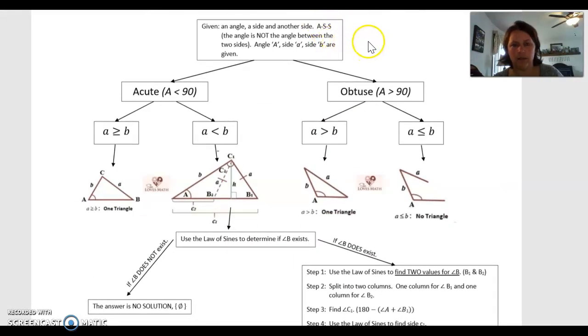Okay, so this is our special case that we have. Given an angle, a side, and another side. So angle, side. The angle is not the angle between the two sides. So that's important, that when you're given this information.